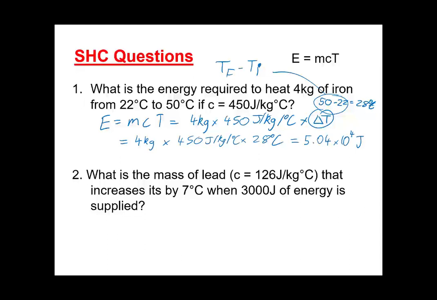Well, what should the units be? It's energy, so it should be in joules, but we can also just check. If we have a look at our units here, we've got joules per kilogram per degree Celsius. We're multiplying by kilograms, so that cancels that out. Multiplying by degrees Celsius, so that cancels that out. Okay, let's have a go at another example.